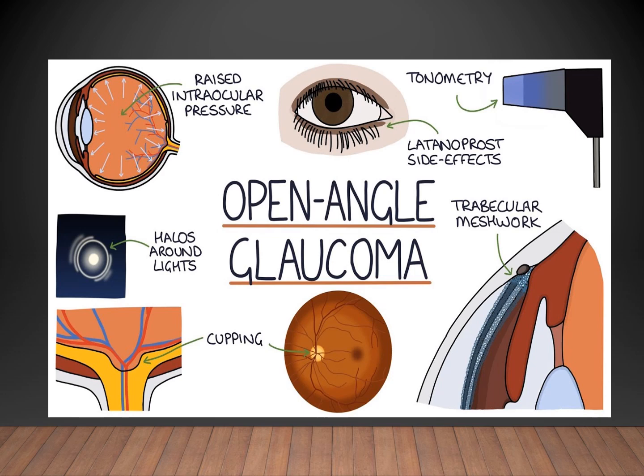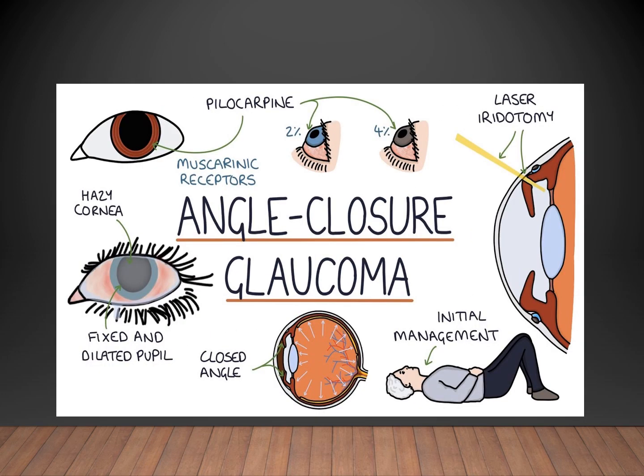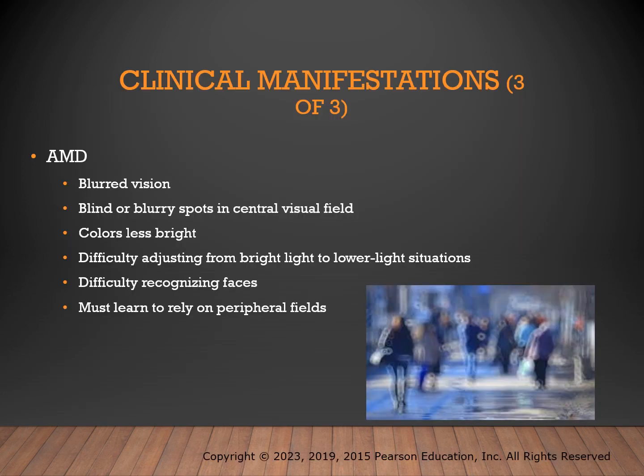Here are some tidbits for open angle glaucoma: again, the increased intraocular pressure, and the halos, seeing lights that look like halos. And then here's your angle closure glaucoma: a hazy cornea, fixed and dilated pupils. And then again, with your AMD, the blurred vision and the colors are less bright, and you see the picture here. This is an actual picture of someone's vision that has AMD. See how blurry that is?